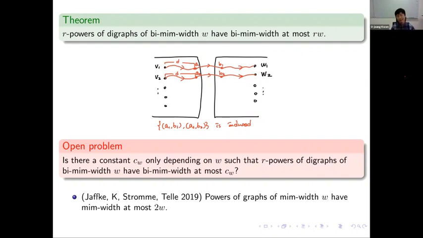So for a fixed cut, we can give some lower bound. Even though you don't have any induced matching of size two, you can blow up the bi-mim function as much as you can. But it doesn't say that, as a whole graph, the bi-mim-width is bounded, it is unbounded. So it'll be interesting to solve this problem.